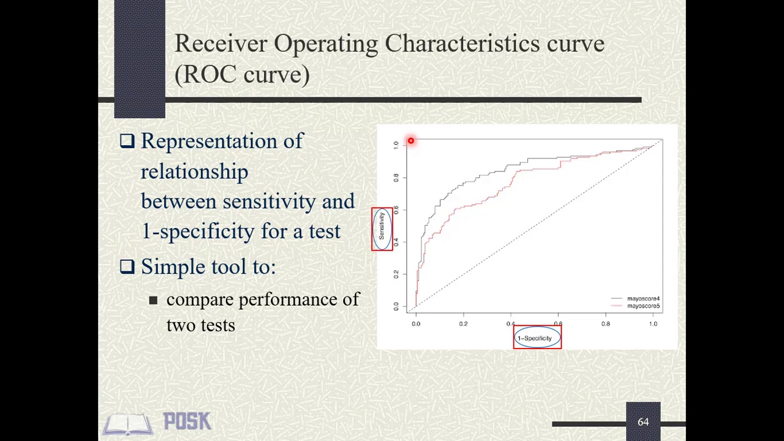The second method is by using the area under the curve. The area under the curve of a particular curve is the part covered by that curve. So for example, the area under the curve for Mayo score 5 is this area, while the area under the curve for Mayo score 4 is all these areas. So looking at this, we should be able to deduce that the area under the curve for Mayo score 4 is actually higher than the area under the curve for Mayo score 5. So based on this, we can come to the conclusion that Mayo score 4 is a better classifier than Mayo score 5.